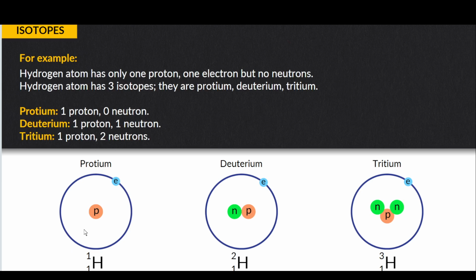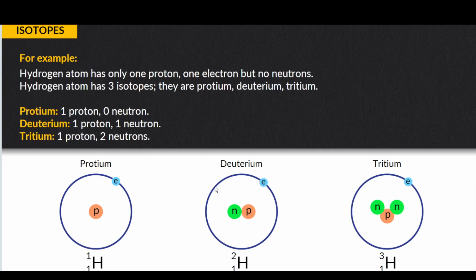So the first isotope, if you see this one, has one proton and zero neutron. So one proton and its mass number is also one, because one proton, one electron, and if you just add 1 plus 0, because there is 0 neutron, that gives you mass number which is also 1.